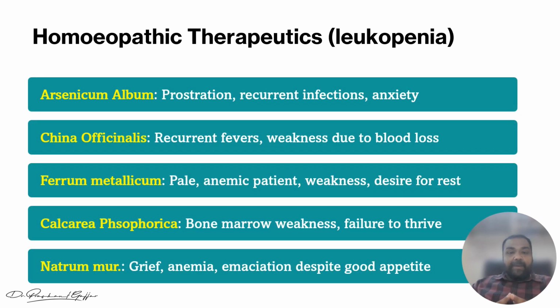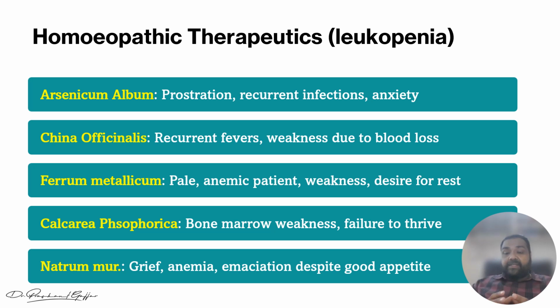So first, arsenicum album. In arsenicum album, prostration, recurrent infection, anxiety is there. China officinalis: recurrent fever, weakness due to blood loss. Ferrum metallicum: pale, anemic patient, weakness, desire for rest. Calcarea phos: bone marrow weakness, failure to thrive. And the last one is natrum mur: grief, anemia, emaciation despite a good appetite. So these are the homeopathic therapeutics. But once again, a request to you, you have to take the full case, make the totality of the symptoms, then you have to consider the medication, right?